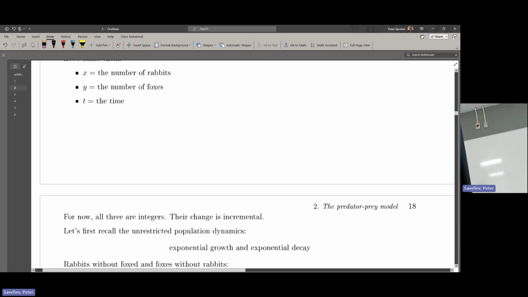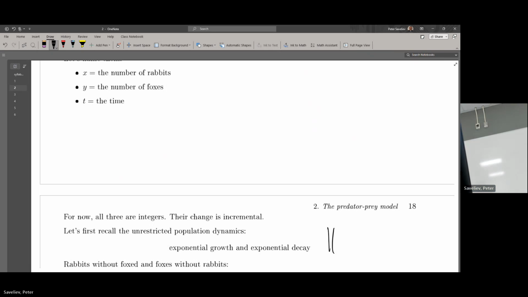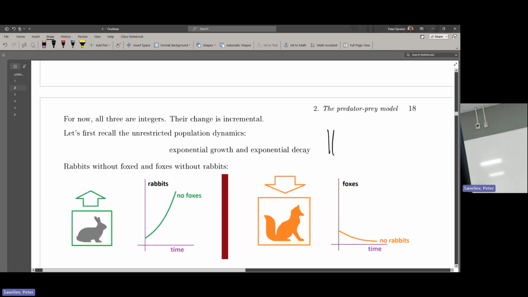In the case of unrestricted population growth, when there is no dependence, the foxes are living by themselves, and we don't know what they eat, so they just grow exponentially or decay if they don't have enough food. Similarly for the rabbits, if we don't care about the foxes, they grow in number for as long as they have food. If not, they decay exponentially. So the underlying solutions are familiar. When x and y are independent, we have these two possibilities. It's pretty much the same possibility, the exponential model of population growth. But the reality is this.